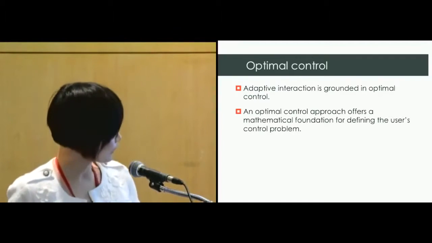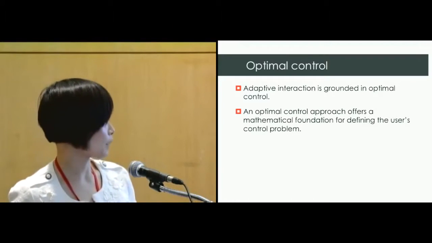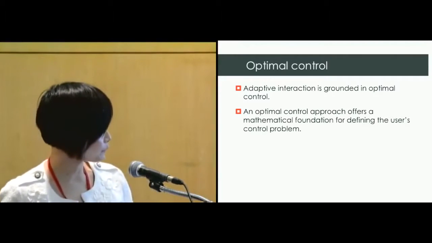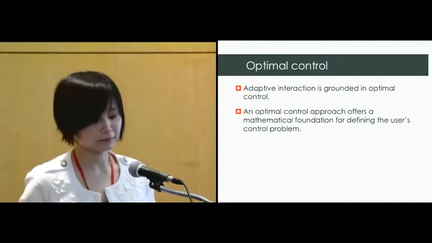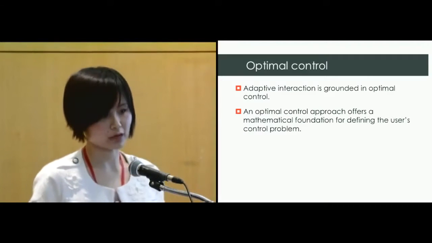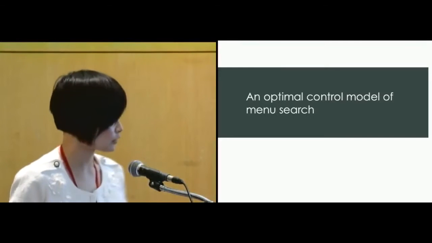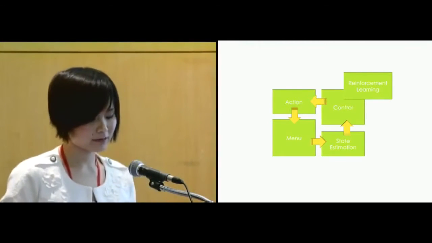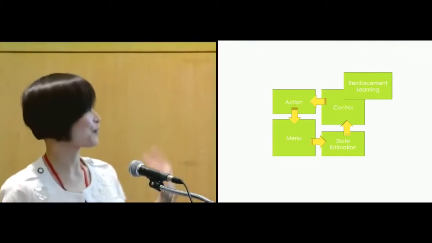In order to implement the adaptive interaction framework, we use optimal control. Modern optimal control theory provides an approach to understanding and defining the user's control problem. Now let's talk about our optimal control model of menu search. Given the time limits, here I give an overview of the model.